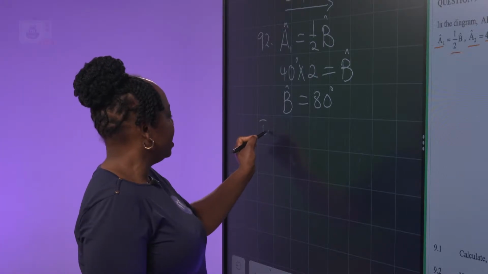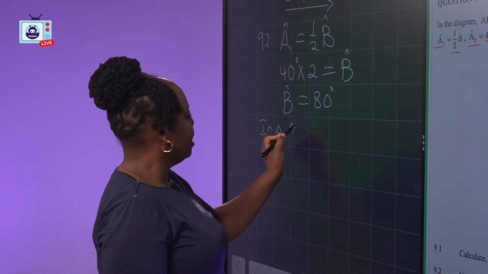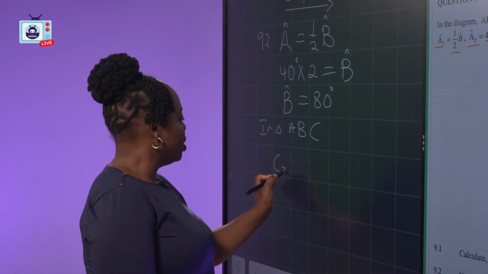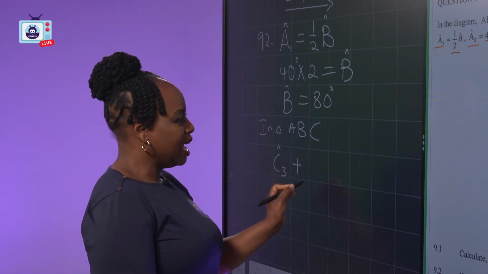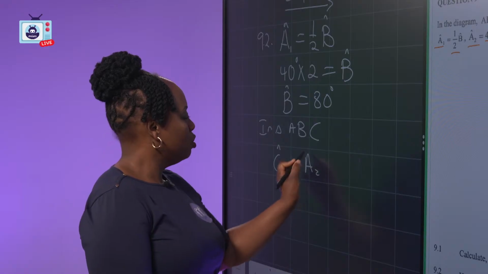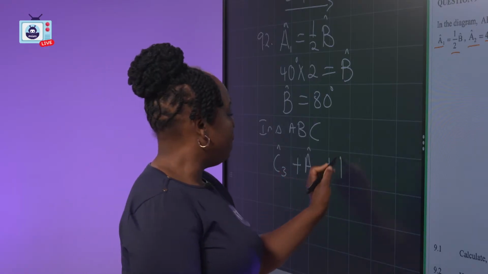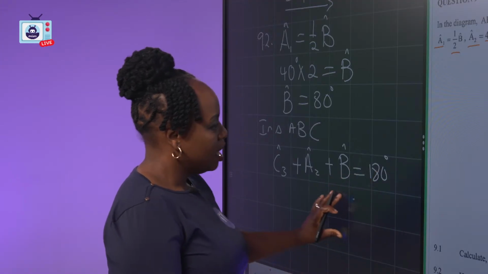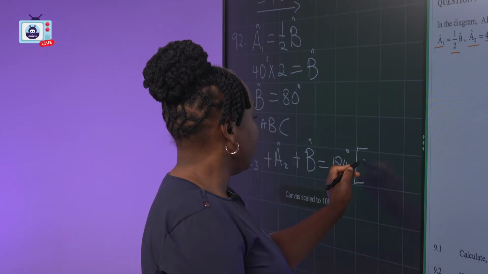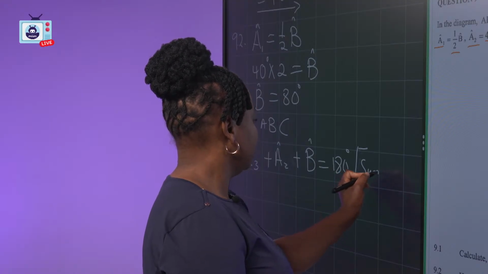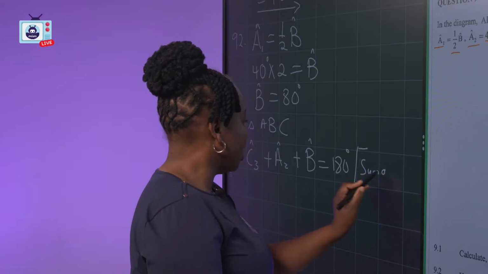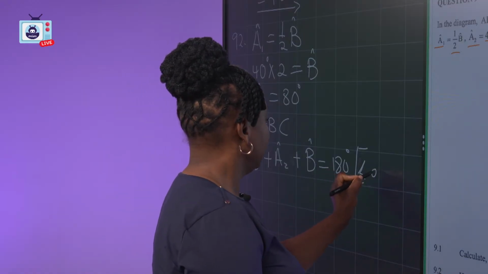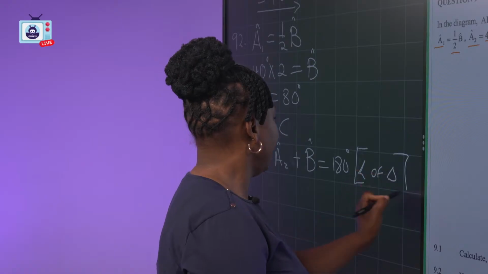So we can say in triangle ABC, that is our triangle, angle C3 plus angle A2 plus angle B must be 180 degrees, and that is the sum of the angles in a triangle. We can just say angles of a triangle to be quicker. That is angles of a triangle.